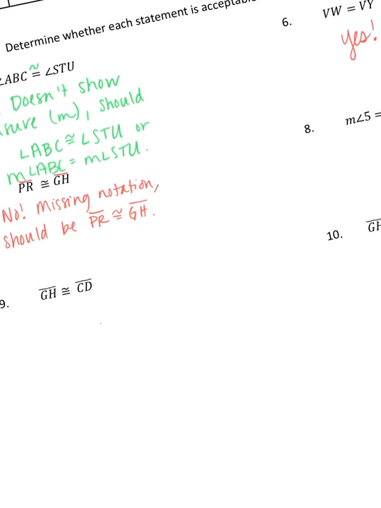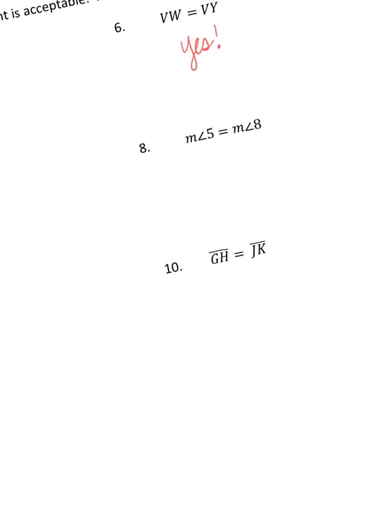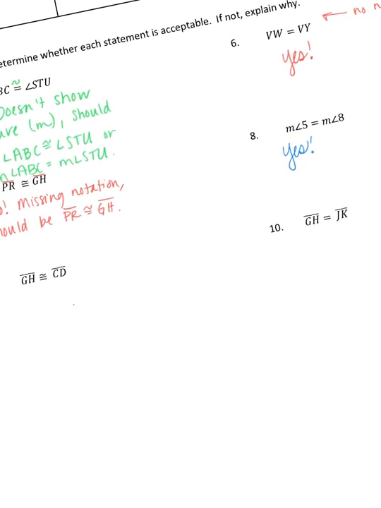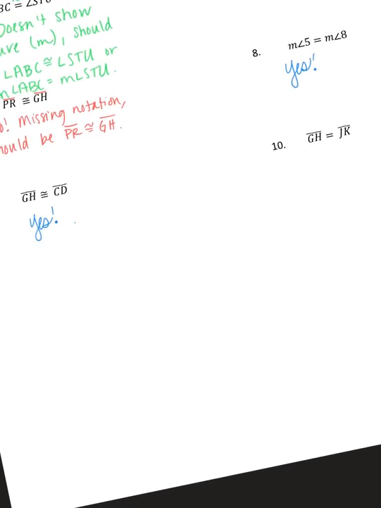Okay, let's take a look at number 8. So number 8 says the measure of angle 5 equals the measure of angle 8. All right, and this one looks good because if it's equals, we're talking measure, and we have our measure symbols with the M for the angles. So that looks good. In number 9, we have segment GH is congruent to segment CD, and this also looks good. So for congruence, we need to have the segments, and that is correct.